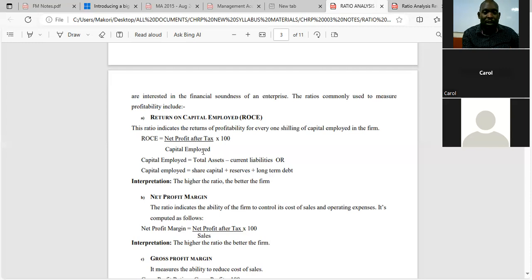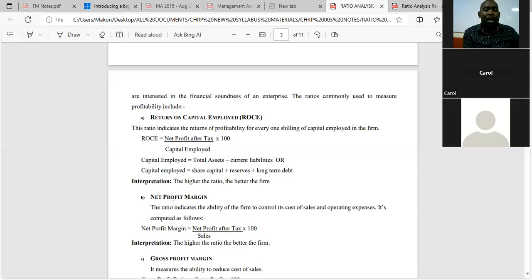So note this, the key thing is to understand how you get capital employed. Total assets minus current liabilities. So you take all the fixed assets plus all the current assets, they give you the total assets, you minus the current liabilities. The current liabilities are things like the trade payables or the creditors, the bank overdraft, and also the accrued expenses. You minus all of them, you get the capital employed. Then you divide that using the figure of the net profit after tax, also known as the operating profit.